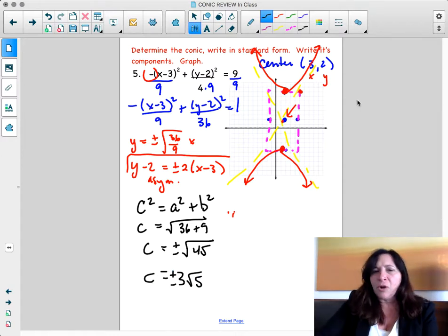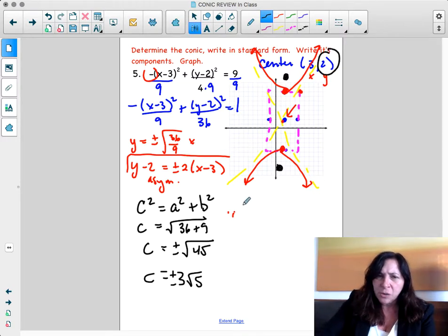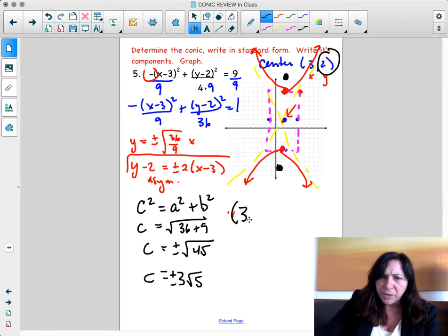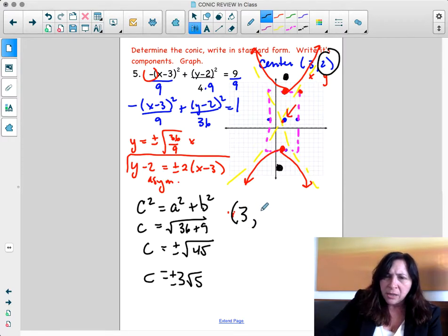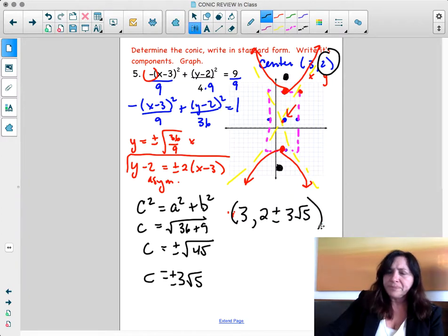Because these points are always going to be here on my y-axis, I'm going to add them to the center at 2. So we're going to go parentheses 3, comma, 2 plus or minus 3 root 5.